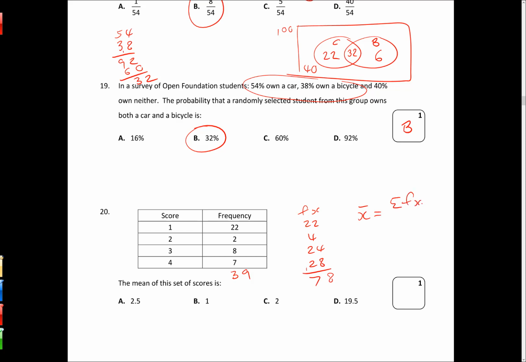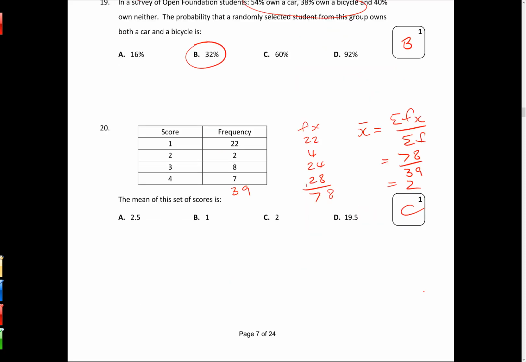So the mean of this set of scores is the sum of all scores, the sum of the FX column, over the sum of the F column. In other words, 78 over 39. 2 39s make 78, so it's a good one. The mean is 2. I agree with that. The mean is definitely 2. Great.